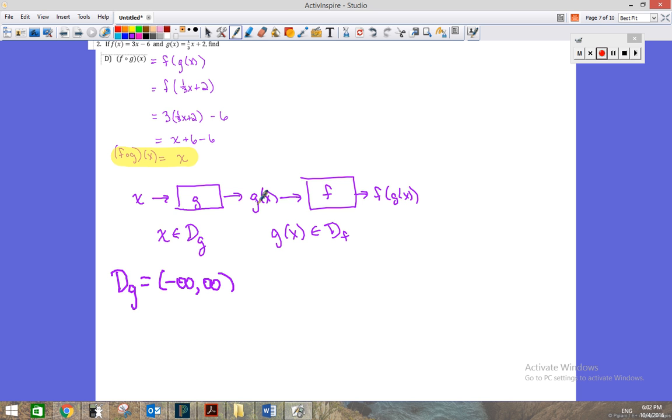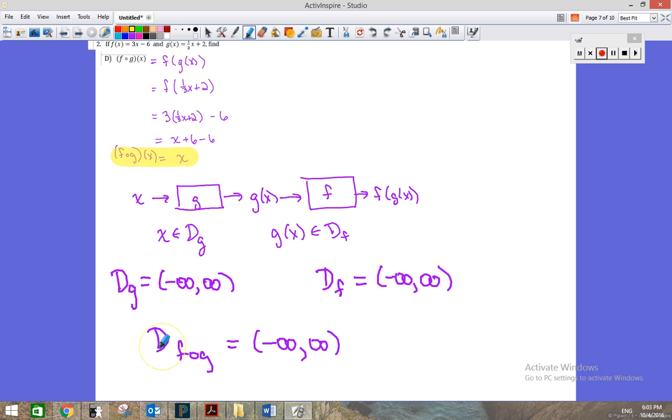Let's take that output and plug it into f. Well, f always creates a subtraction problem, and so the domain for f is also all real numbers. So there's no restriction. The output can be any number at all, because f is not picky. F will take any number that you give it, multiply it by 3 and subtract 6. It will give you a y value. So the domain for this function composition is also all real numbers.